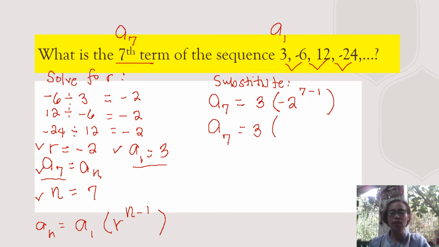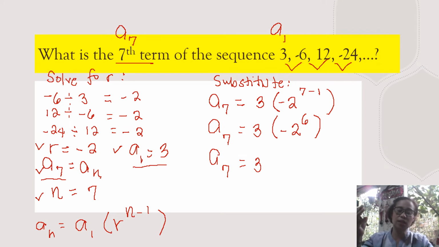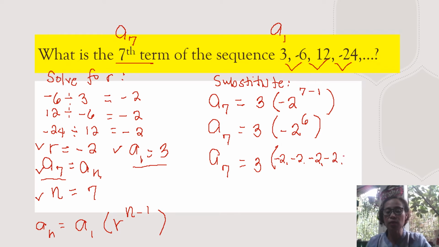To continue, let's simplify what is inside the parenthesis first. That would mean 3 times negative 2, and 7 minus 1 is 6. So negative 2 raised to the power of 6 would be negative 2 times negative 2 times negative 2 times negative 2 times negative 2. 1, 2, 3, 4, 5. Okay, last one, times negative 2.